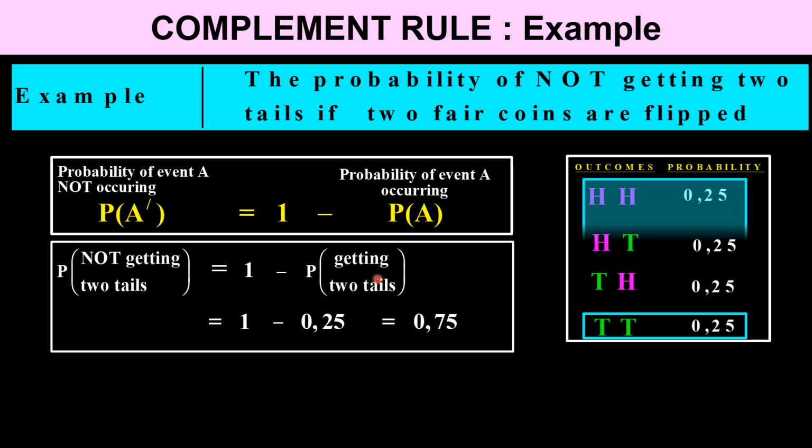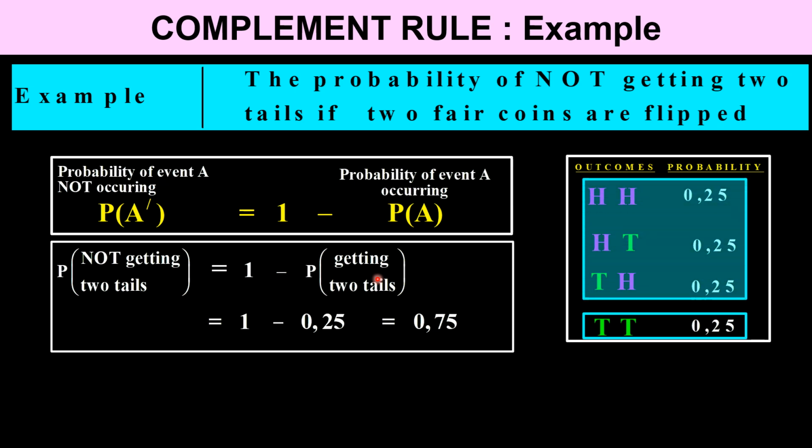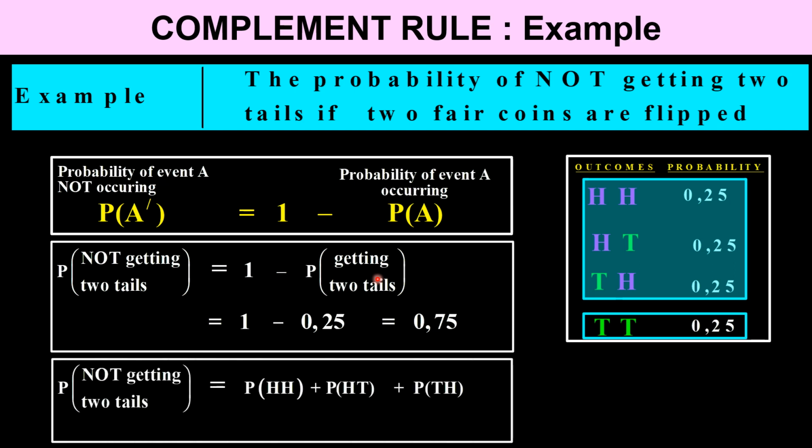We could also have just looked at the opposite there. Those are the cases where you are not getting two tails. So the probability of not getting two tails is the sum of the probability of getting two heads, getting a head and a tail, or a tail and a head. Getting that sum, 0.25 plus 0.25 plus 0.25 is exactly also 0.75. So you can either do it with 1 minus, or you can just find the sum of the other probabilities there.